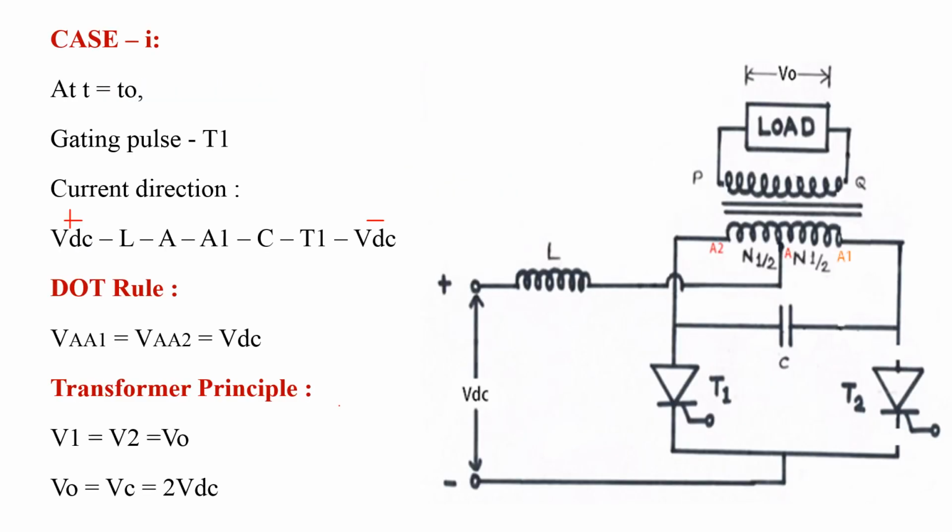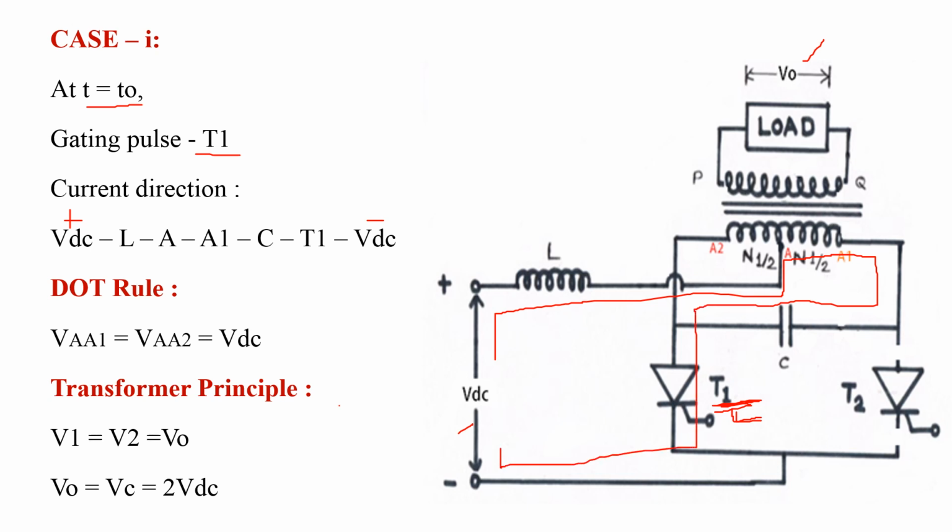Consider the first case of the working of the parallel inverter. In this case, at time t equal to t0, we apply the gating pulse to thyristor T1, so thyristor T1 starts conducting. Due to the conduction of thyristor T1, there is a path for current from source to load in the direction of VDC plus, inductor, transformer terminal A, terminal A1, and capacitor, thyristor T1 and VDC minus, that is in this path.